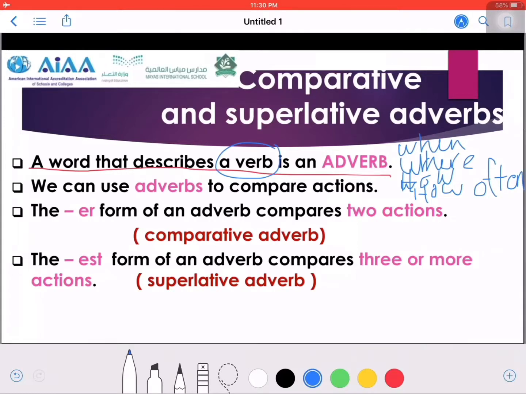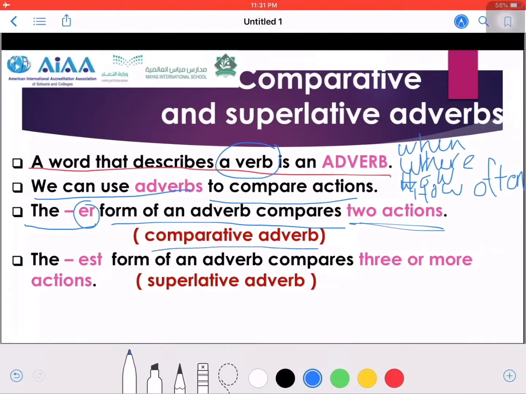Okay, here we can use adverbs to compare actions. So we use adverbs to compare action. Do you remember when we say we use adjectives to compare two nouns? Now we use adverbs to compare what? Excellent, to compare actions, verbs, something that we do. Here, the ER form of an adverb compares two actions. We call it comparative adverbs.